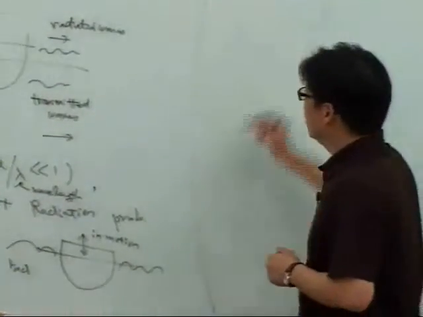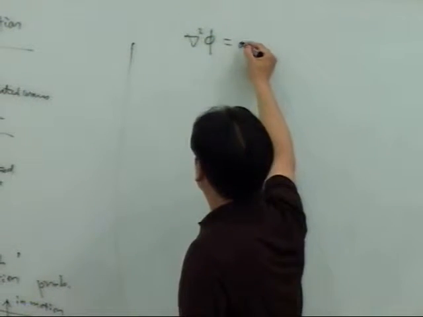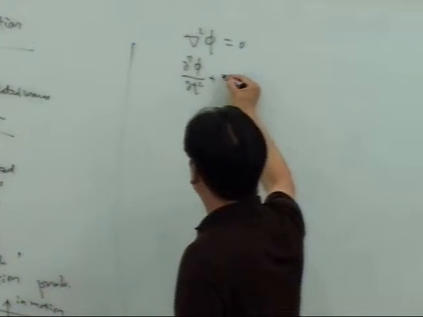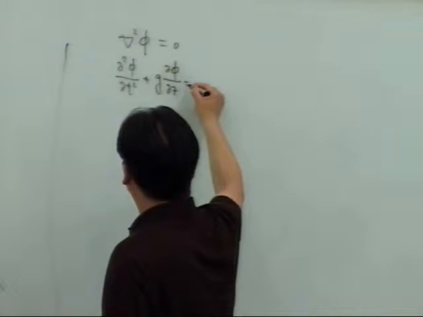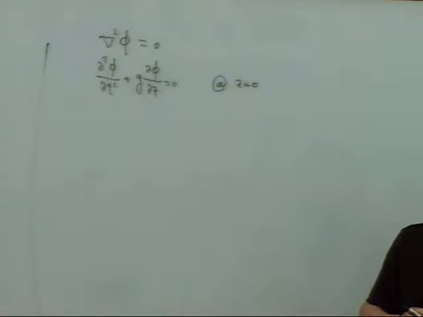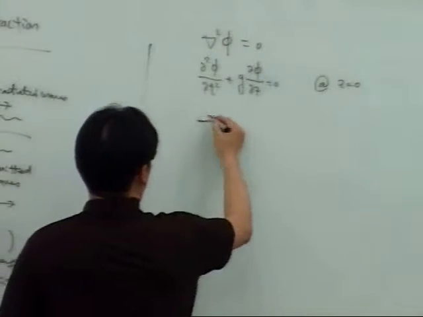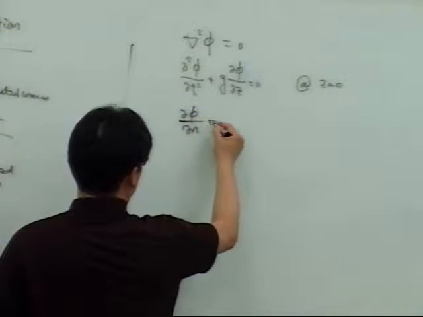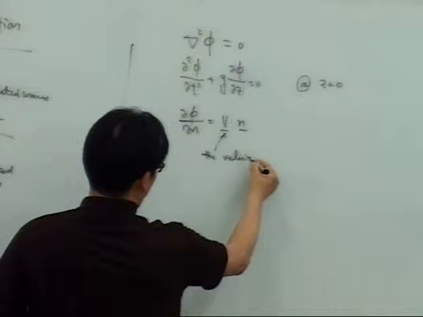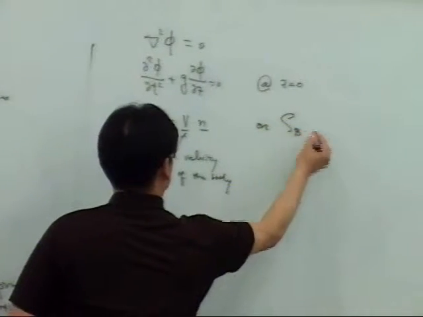Mathematically, after we linearize the problem, we solve the Laplace equation with a free surface boundary condition. This has to be imposed at z equal to 0. That's what we talked about. And then we need a boundary condition on the body boundary, which is d phi dn equals v dot n. So this is the velocity of the body on the body surface.